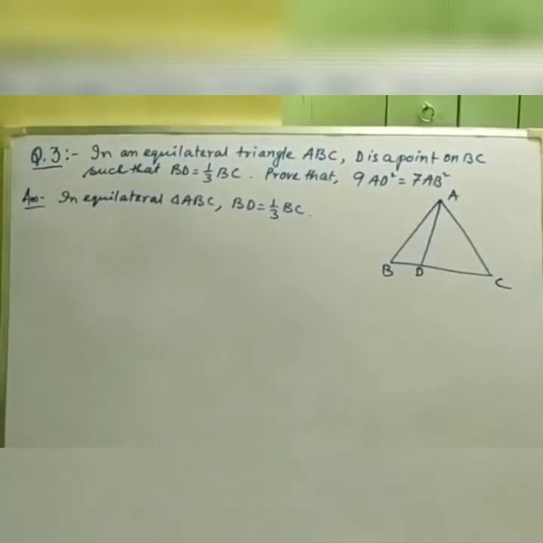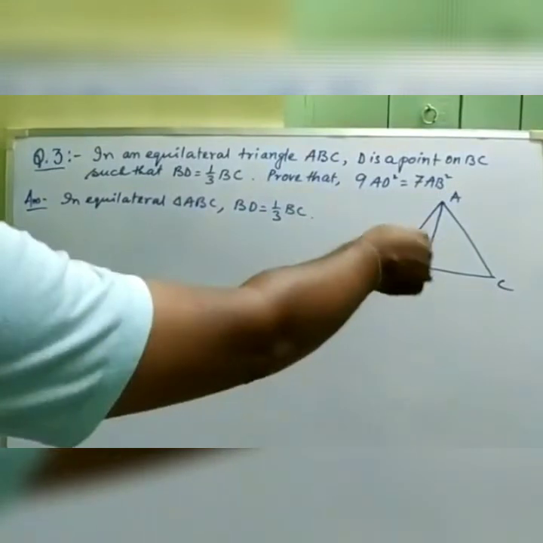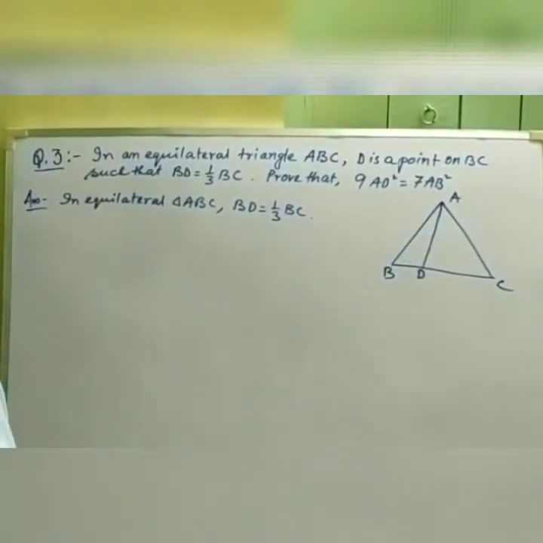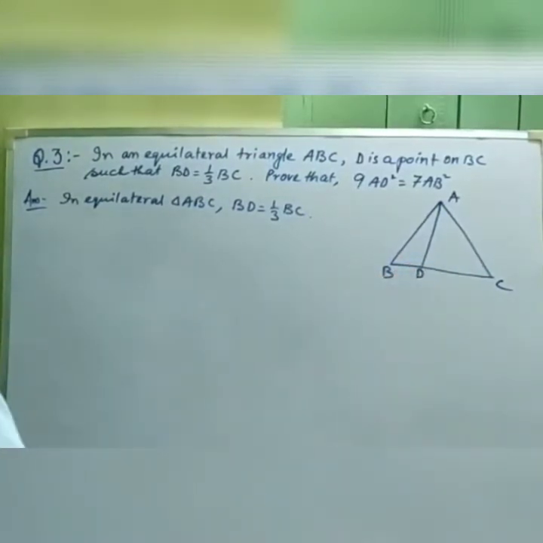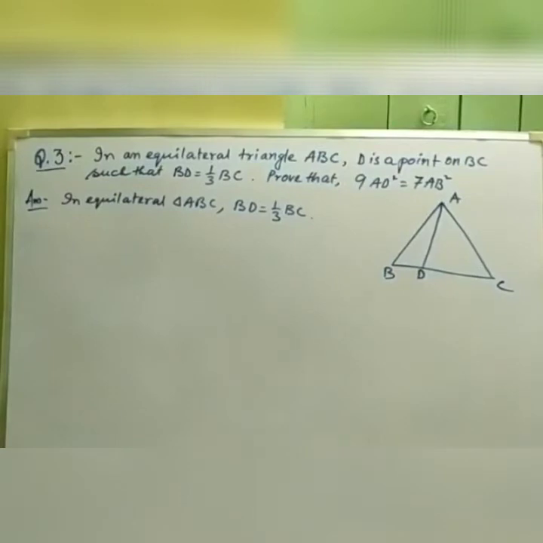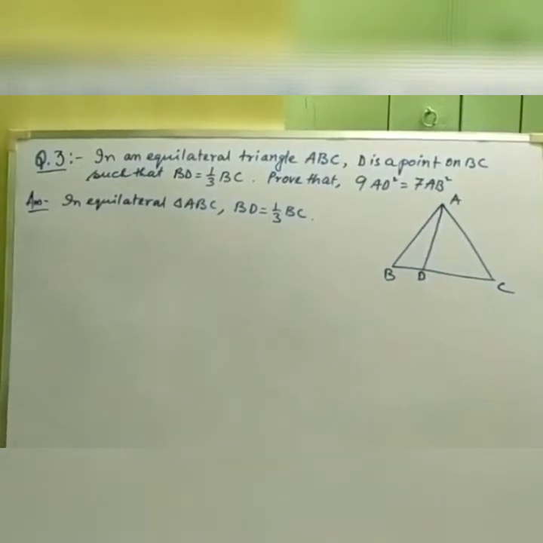You can see the figure. The figure is given. ABC is an equilateral triangle, and D is a point on BC such that BD equals 1/3 of BC. So that part is written, the given condition. Okay, so here we need to construct that.